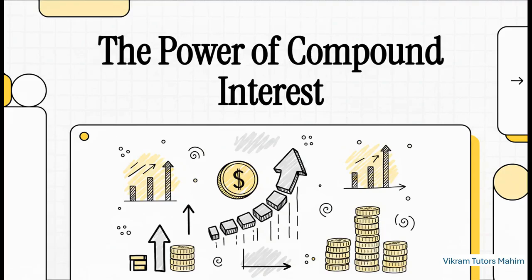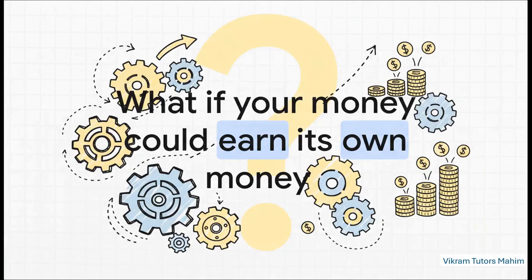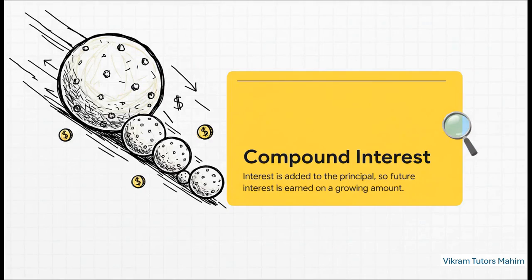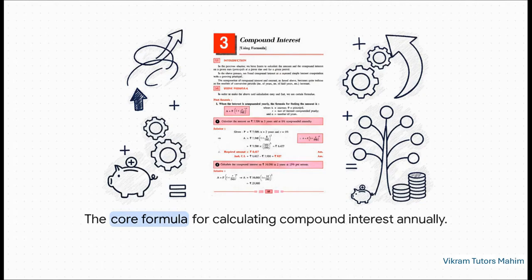Okay, let's dive into one of the most powerful financial concepts out there, compound interest. So, what if your money could actually earn its own money? That's the basic idea here. It's basically interest on your interest. It creates this awesome snowball effect over time. Let's see how.